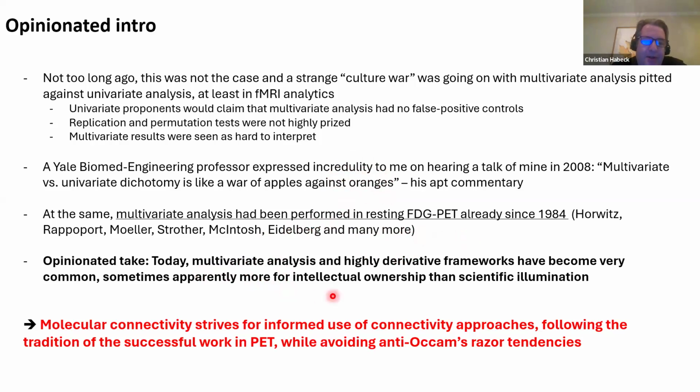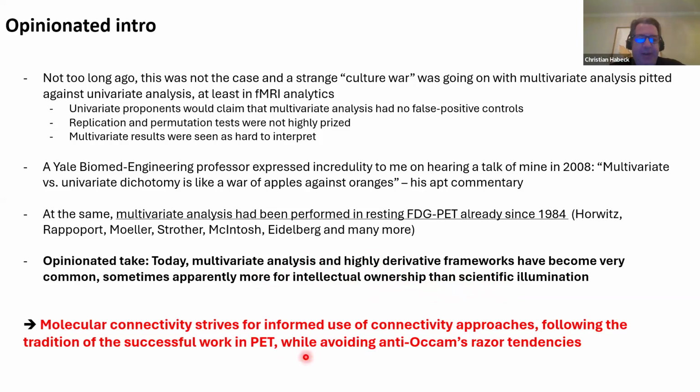And I would say today, multivariate analysis, of course, is firmly in the mainstream. In the mid 2000s, I think with the GIFT toolbox and FSL, ICA became very prominent, also because of good software support. And today, I think none of this skepticism is there anymore for multivariate analysis. It's actually the opposite. Possibly, it's gone a little over the rails with highly derivative frameworks that sometimes become so complicated that it's not clear why, more intellectual ownership than scientific illumination.